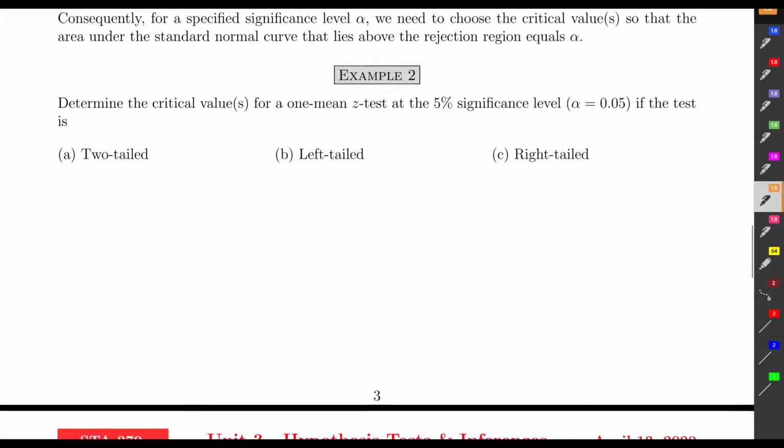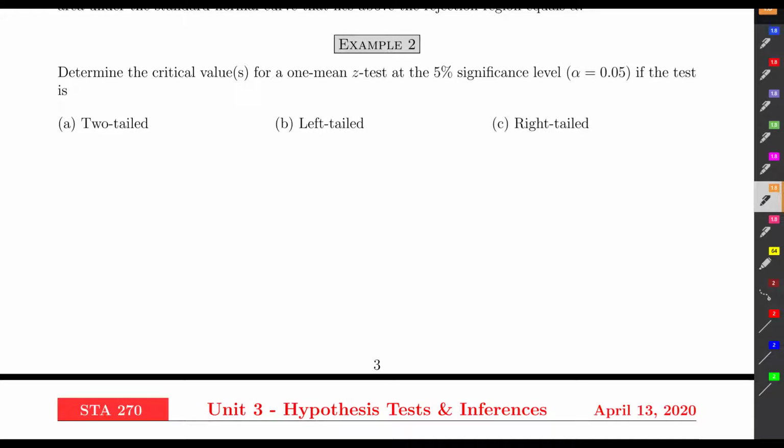So for example 2, we're just going to determine the critical values. We're going to find these corresponding z-scores at the 5% significance level. So that means that our alpha is 0.05. I'm going to do part A in a minute. I want to go ahead and do parts B and C because we already should know what those values look like. For part B, it's a left-tailed test with alpha of 0.05.